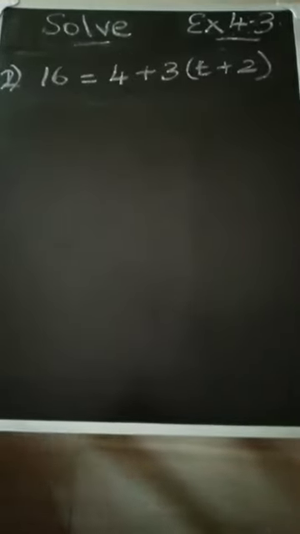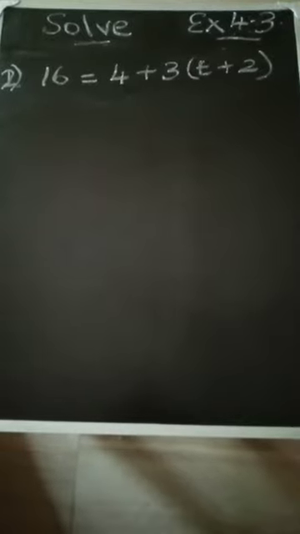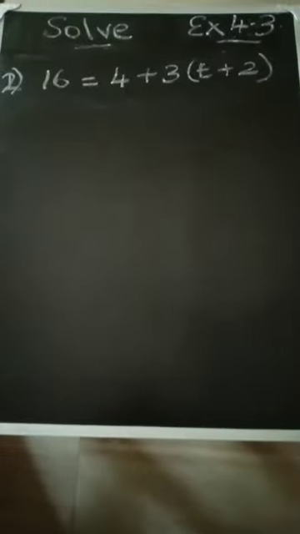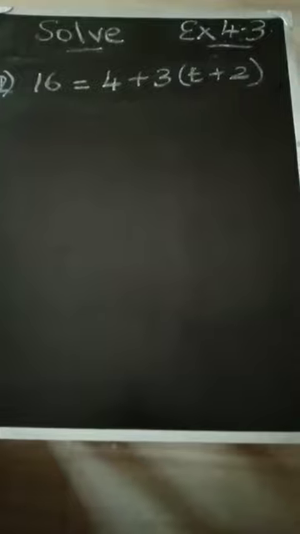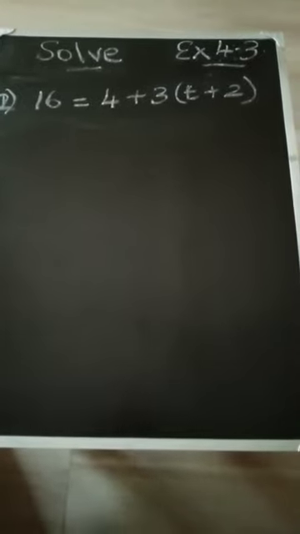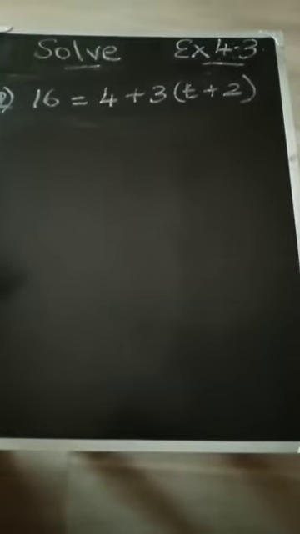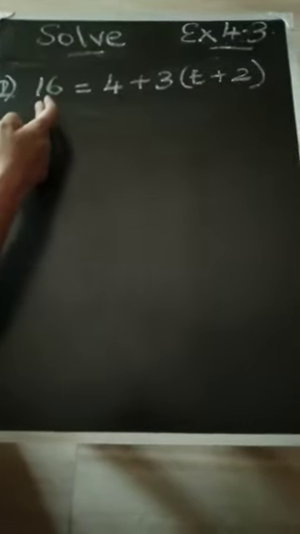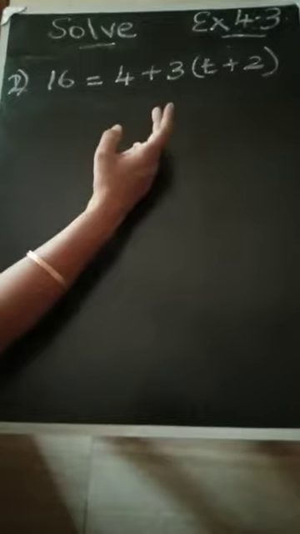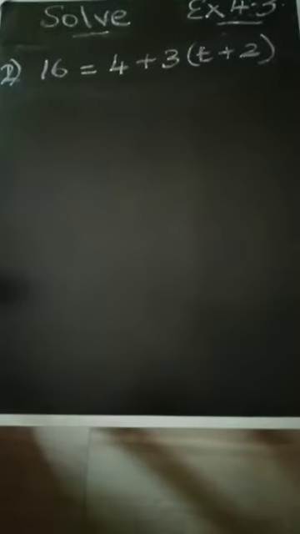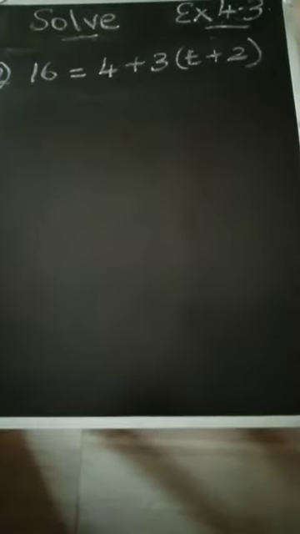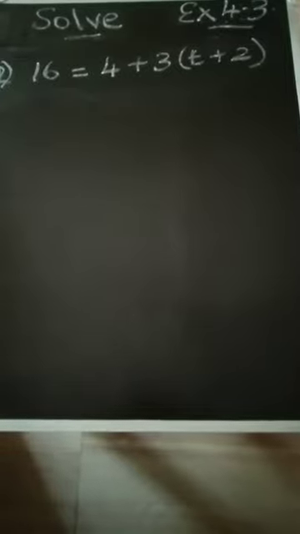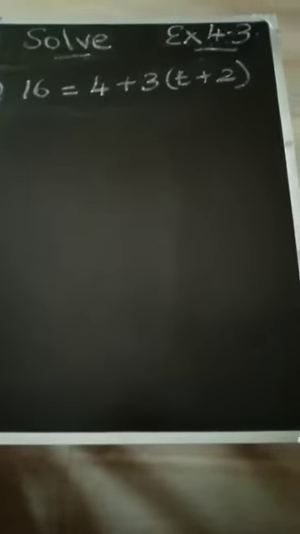Okay, second sum, the transposing method. 16 is equal to 4 plus 3 within brackets t plus 2. So you might be wondering how come a constant is being equated to an expression. As I said, you can do anything, but now you cannot. If you can't understand this way, I am going to change the LHS and RHS. I always want the expression here. I always want my variable towards my left hand side.